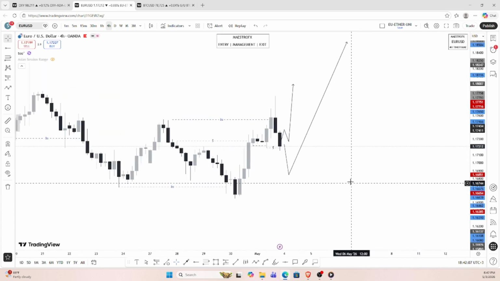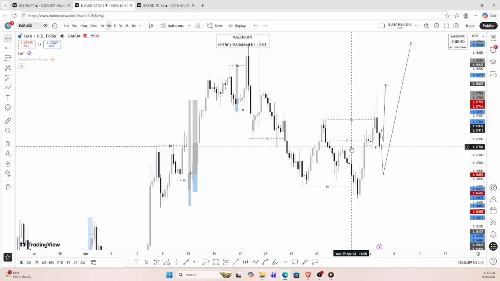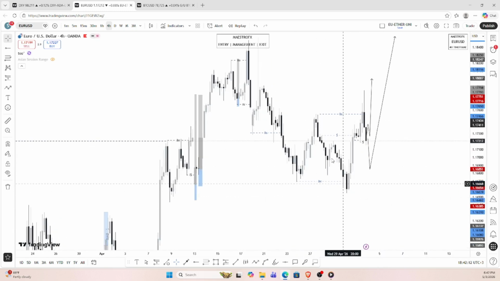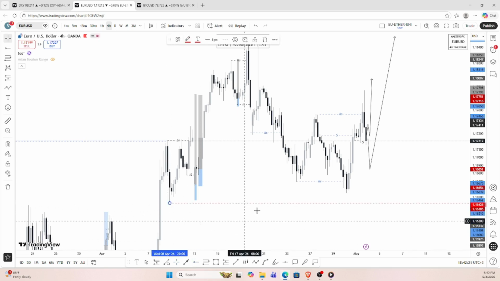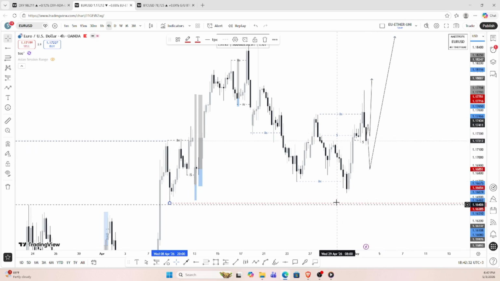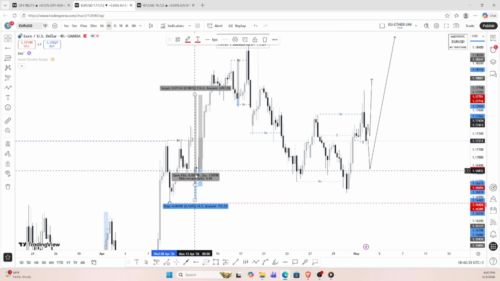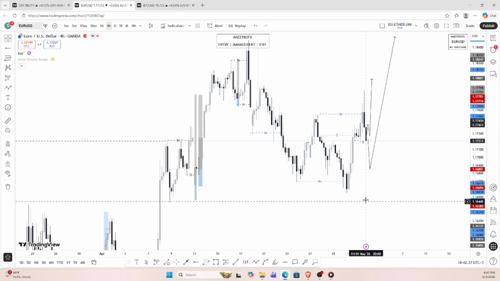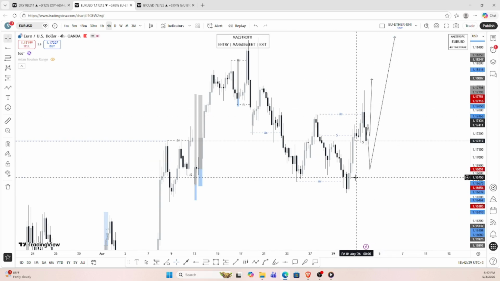But again, this is where we have to be careful. Look here. Immediately after we took this liquidity, after we broke the structure to the downside, I was anticipating at least we take this liquidity before we change the structure to the upside. But that didn't happen. We just took this last liquidity, and we can see that the price has shifted.